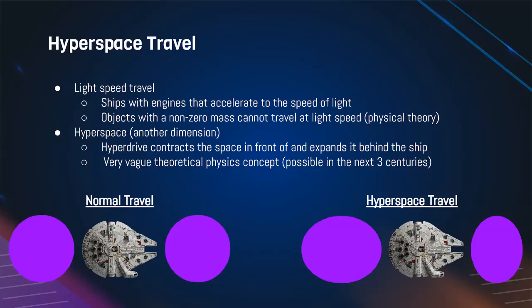So if we take a look at the other part of hyperspace travel, there's the actual hyperspace, which is another dimension according to the creators of the Star Wars movies. And how hyperspace works is when a ship wants to travel in hyperspace, they would have to contract the space in front of the ship and expand the space behind the ship. And that's how this is theoretically possible, but based on current physics knowledge, this is not possible, and it's very, very vague as well. And if even possible, they predict it would be like in the next 3 centuries sometime.